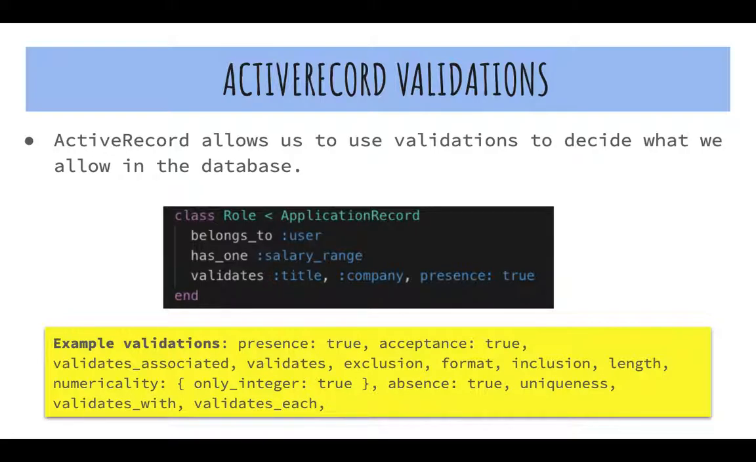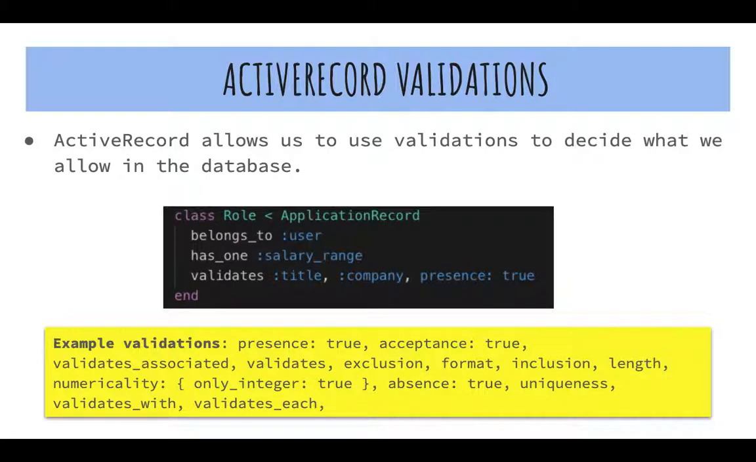Here we're looking at validations. Active Record allows us to use validation to decide what we allow in the database. So our example here validates title, company, presence true. So this checks that the title and the company are within our new create hash for our role, if we're creating a role. Other validations include presence true, acceptance true.